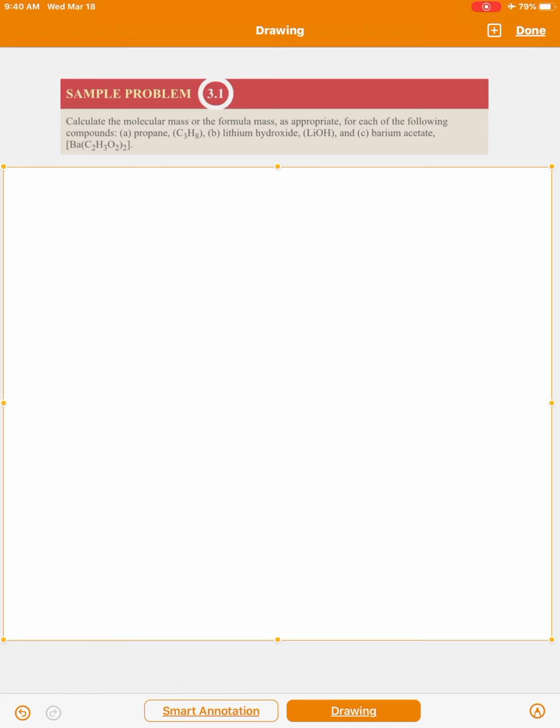In order to solve these problems, you have to have either a photographic memory of all the atomic masses from the periodic table, or, as I recommend, an actual copy of the periodic table handy. So once you've got that, you can calculate these values very, very simply. So let's do part A, propane. The atomic masses are what you're looking for. That's typically the number below the symbol for the element.